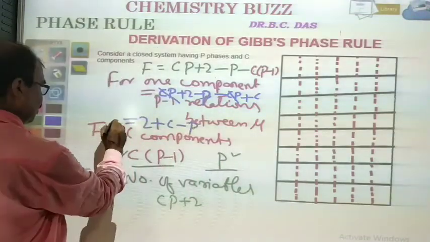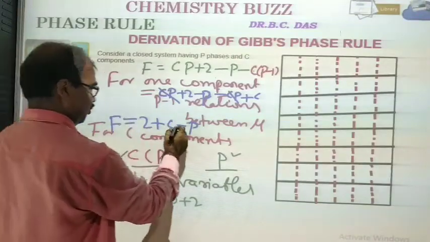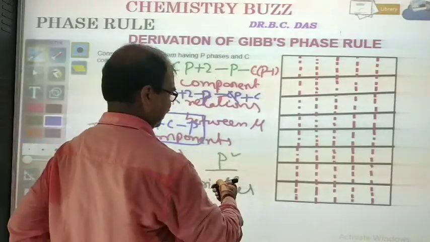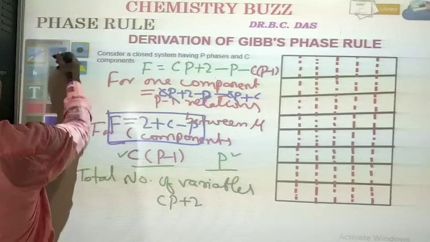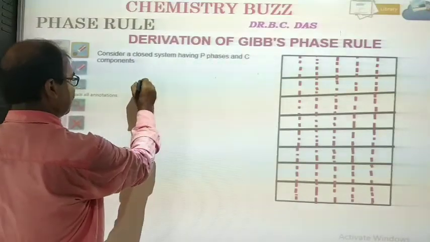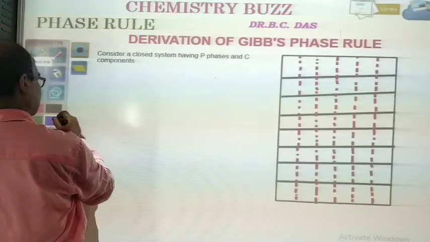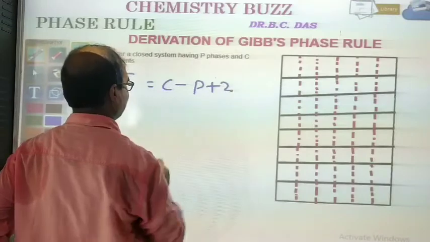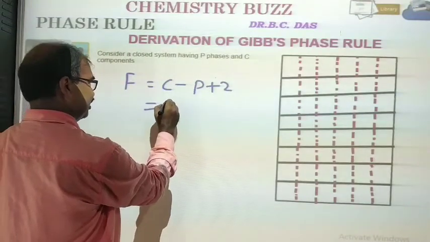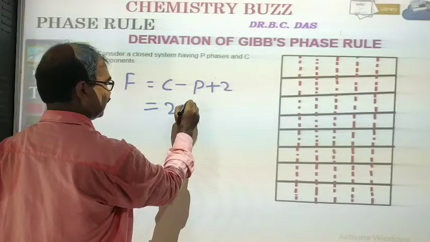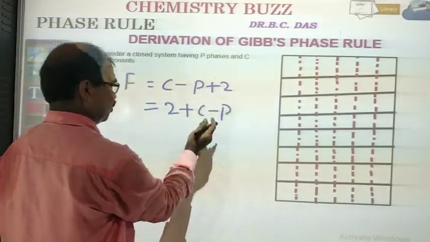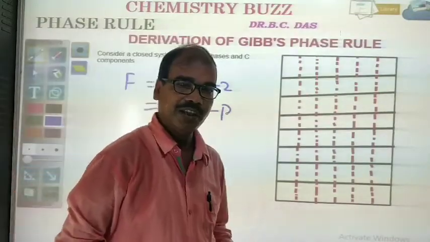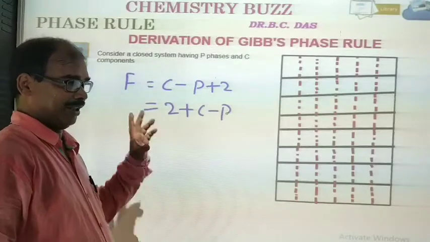So the degree of freedom F is equal to C minus P plus 2, or this is 2 plus C minus P, so plus and minus are separated. In this way we have derived the Gibbs phase rule.